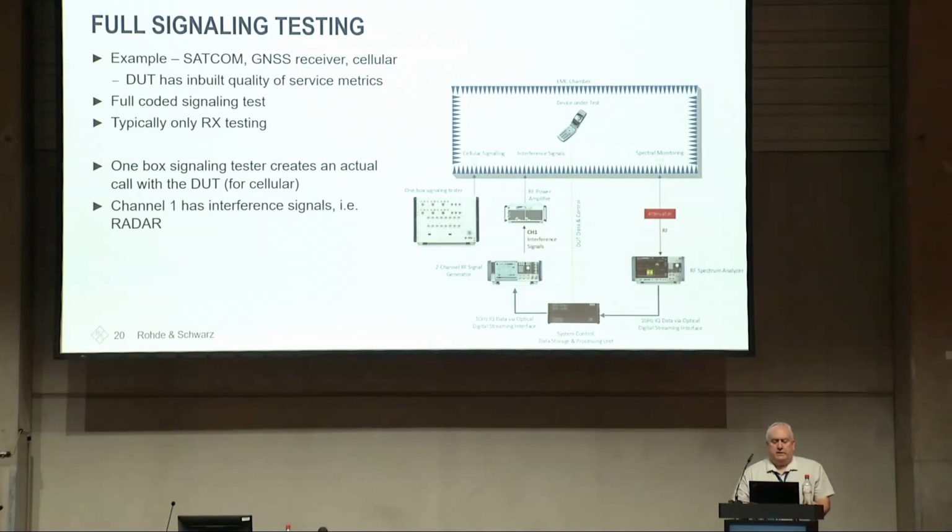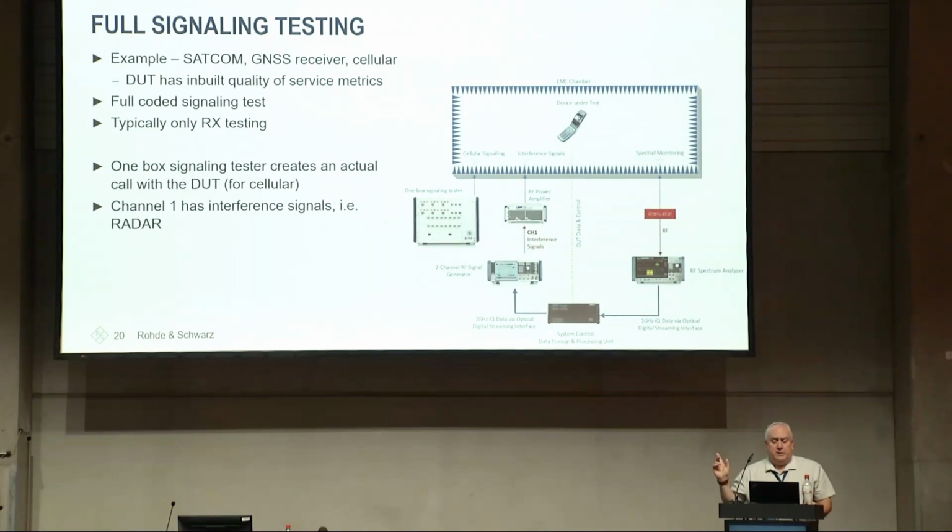Typically, we only do this for RX testing. And what we have is a fully coded box which sets up the link, in this case cellular. And then we have an interferer, in this case something like a wideband RF signal generator. And maybe we want to boost its power so that we can get a really high power signal onto the interference antenna. And so we'd maybe put a broadband amplifier in there as well.